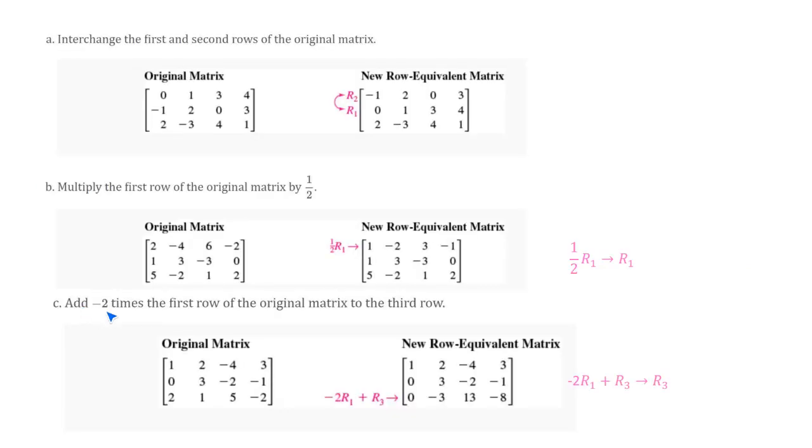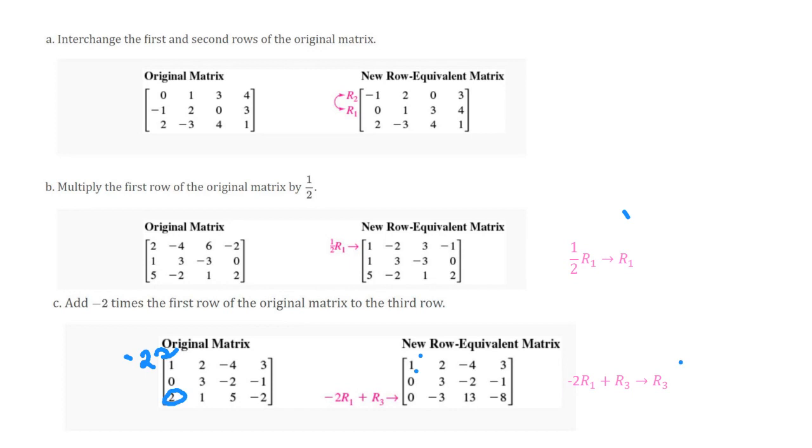And then last, add -2 times the first row to the third row. Okay, so here, let me get my pencil out again. So here what we're going to do is multiply -2 times the first row. So we have -2 times the first row. So negative 2 times 1 is negative 2. And then we're going to add it to the third row.